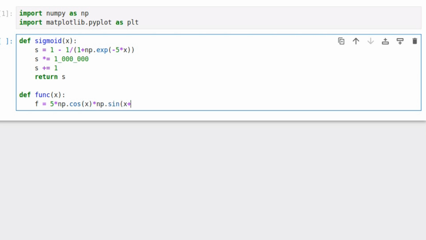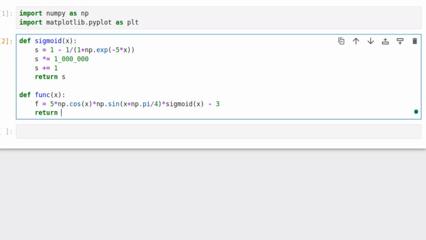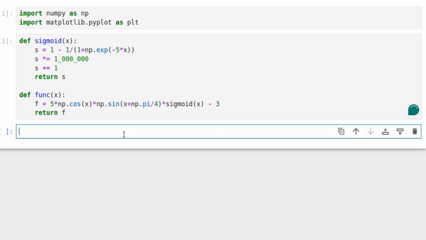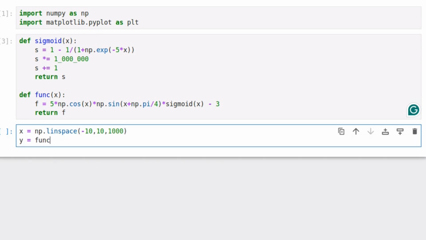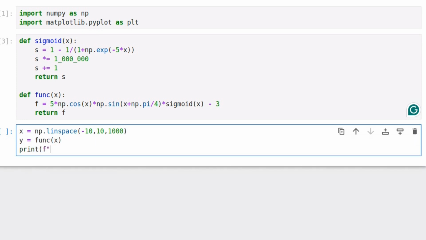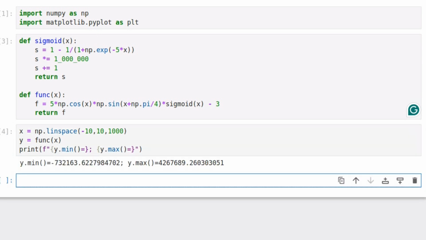Then my function will be just random 5 cosine x multiplied by sine of x plus pi over 4 and multiplied by the sigmoid function. And I will take out 3 to make it kind of symmetrical. Then I will create data, so it will be linspace from -10 to 10 with 1000 steps. Let's calculate this function and check the minimal and maximum value, so it's almost symmetrical, from -732,000 up to 4 million.